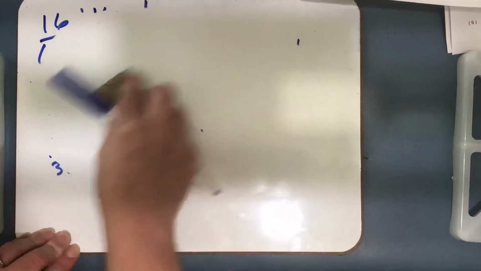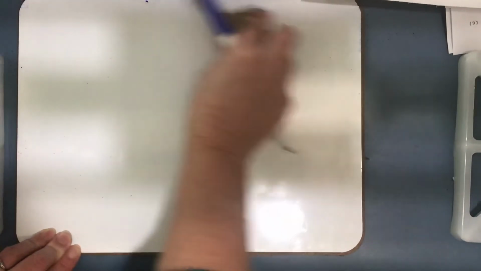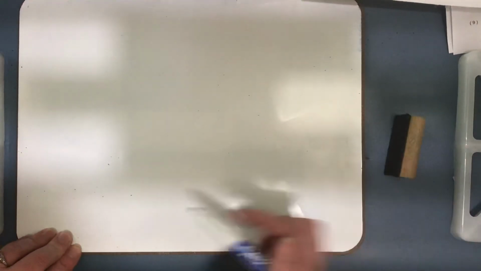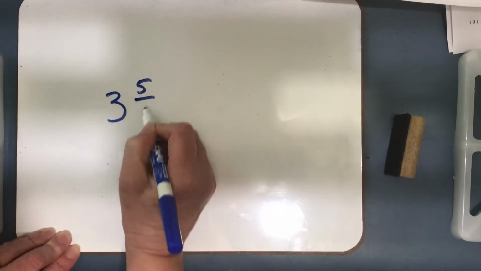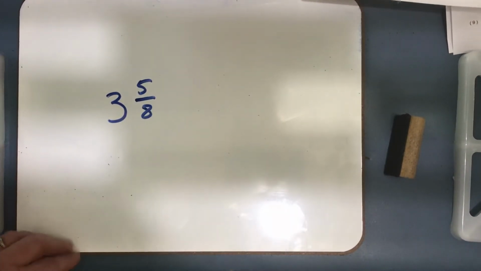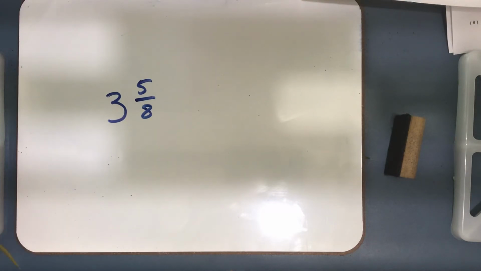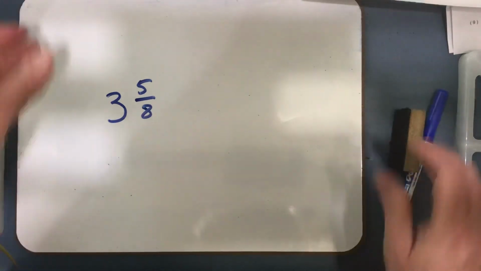And number 6 asks you, what is the mixed number for 3 5/8? Well, the whole number is 3. The fraction is 5/8. 3 5/8, which would be letter B. So that was page 218. Hopefully you did that along with me.